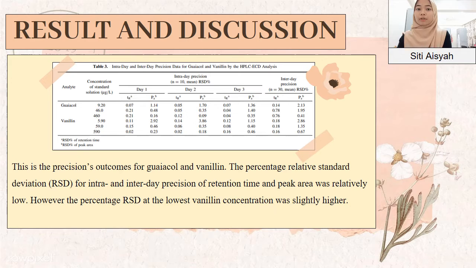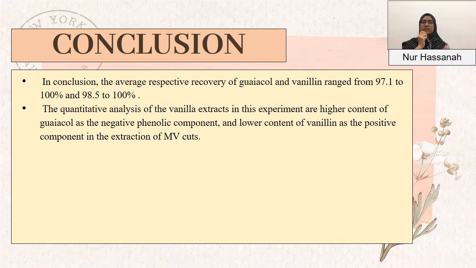This is the precision outcome for guaiacol and vanillin. The percentage relative standard deviation for intra- and inter-day precisions of retention time and peak area was relatively low, below 2%. However, the percentage RSD at the lowest vanillin concentration was slightly higher, between 3 and 4%. In simultaneous analysis of guaiacol and vanillin in the vanilla extract by using HPLC, the average recovery of guaiacol and vanillin ranges from 97.1 to 100% and 98.5 to 100%.